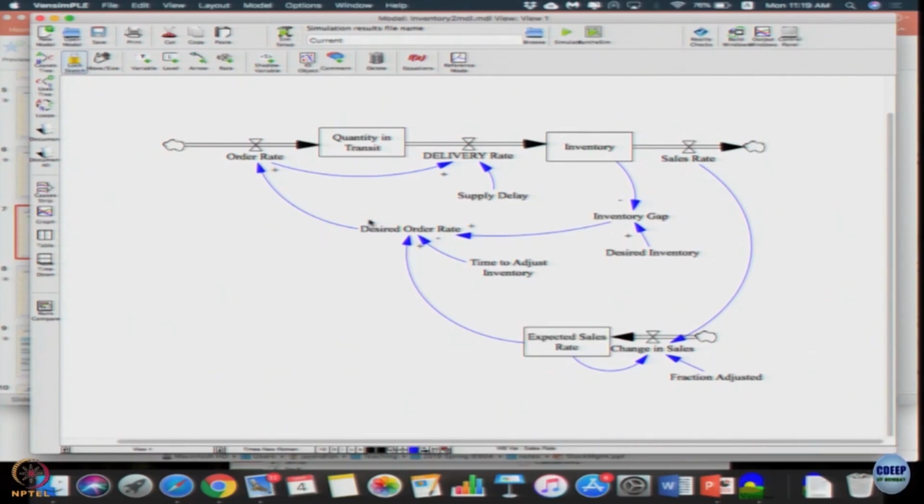So, the model can be divided into two. The top part of the stocks and flows represents the physical stock flow model, or physical flow, versus the decision making structure employed by the retailer or decision maker, which is represented using variables like desired order rate, inventory gap and expected sales. That decision making structure, of how we adjust for only the inventory gap as well as the expected sales rate, is causing the oscillations within the system.